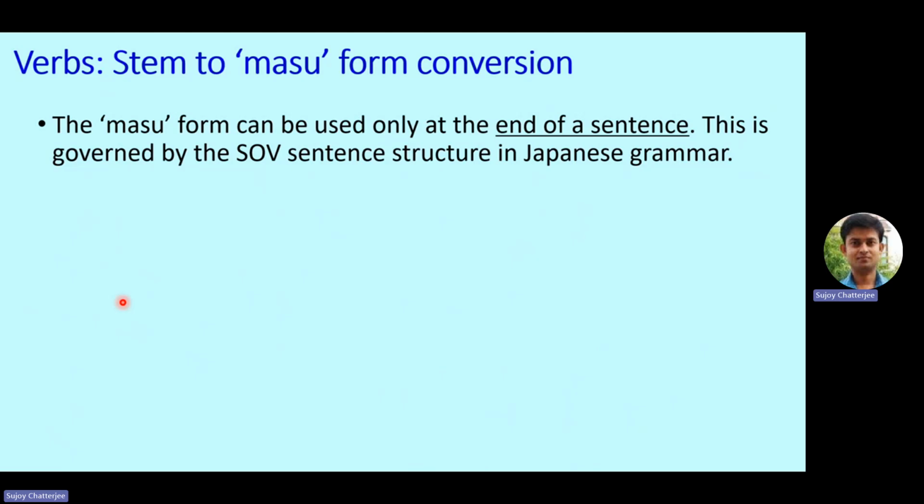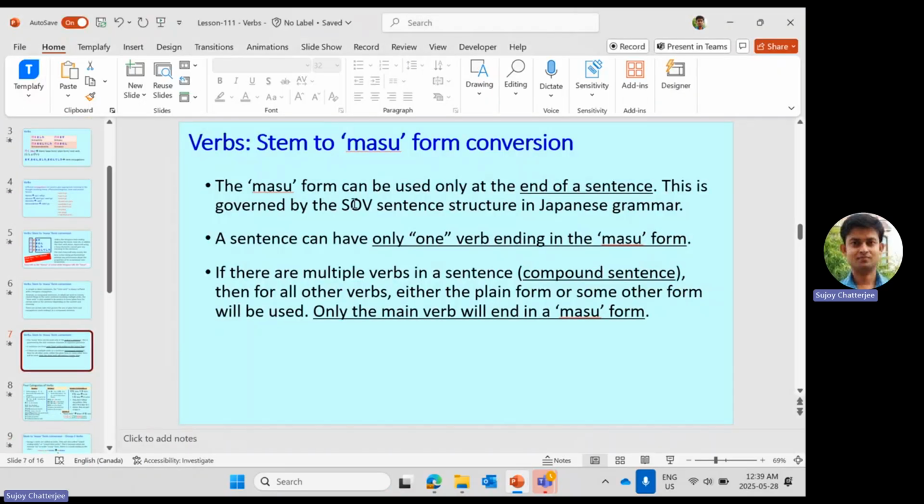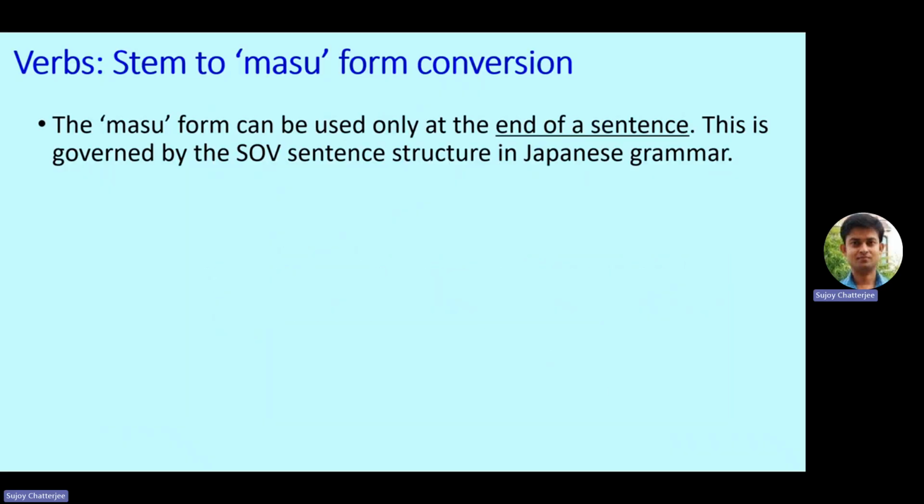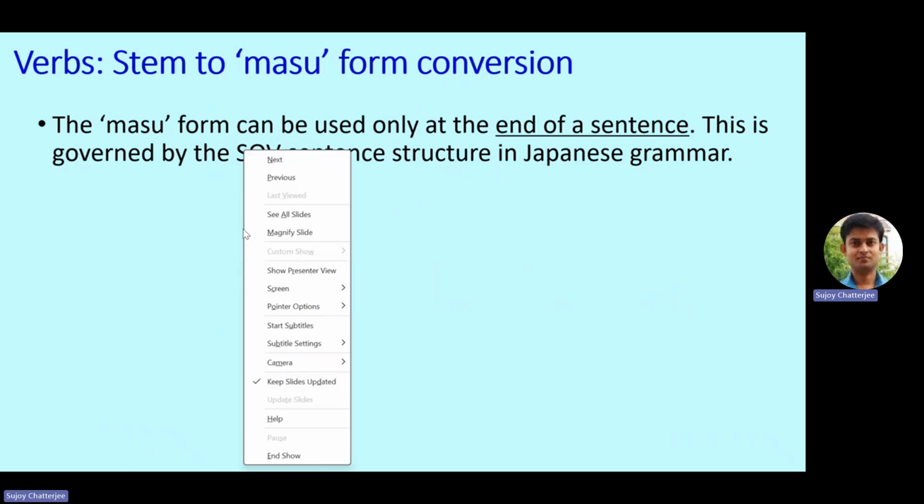There are certain rules that govern the use of plain form and conjugation verb endings in a compound sentence. The mas form can be used only at the end of a sentence. So this is the first rule. The mas form can be used only at the end of a sentence. Watashi wa mainichi rokuji ni okimasu. So the sentence will end with mas or mashita or masen or masendeshita. This is governed by the SOV sentence structure in Japanese grammar. I'm sorry, I said SVO earlier; it is SOV.